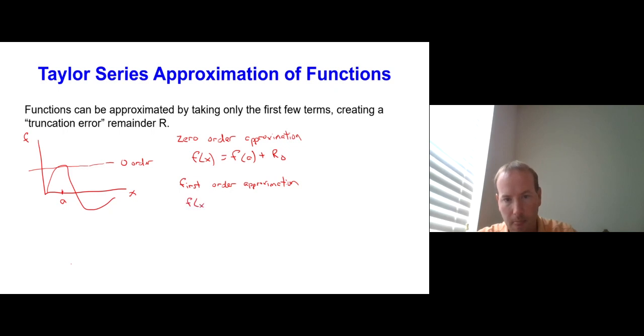Or a first order approximation would be taking the same zero order term f of a plus the next term f prime of a times x minus a, and we have some additional error from the additional terms that are missing that will cause a remainder R1. So this is where n is less than or equal to 1. So a first order approximation would then be linear with some slope.